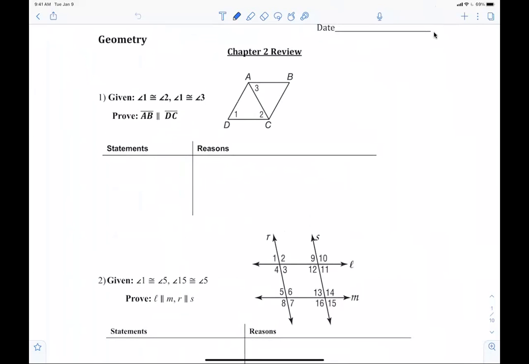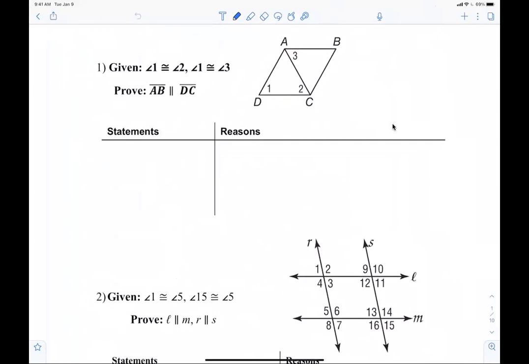Record. Oh, it is recording. Okay, so here we go.